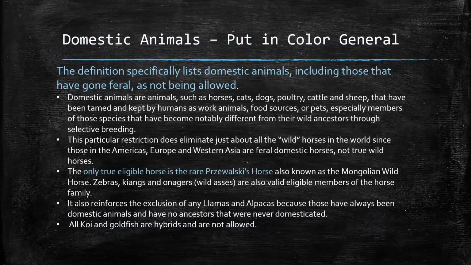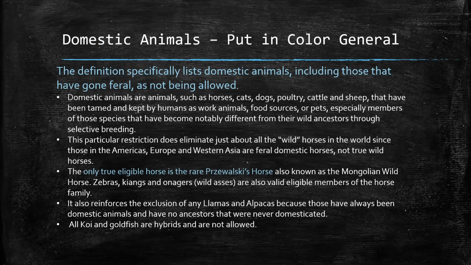Domestic animals, like our friends the geese, the other picture, they go in color general. The definition specifically lists domestic animals, including those that have gone feral, as not being allowed. So domestic animals are animals such as horses, cats, dogs, poultry, cattle, and sheep that have been tamed and kept by humans as work animals, food sources, or pets, especially members of those species that have become notably different from their wild ancestors through selective breeding. So obviously cows look way different than their relatives. You can tell cows basically by breed. So they've been around us so long, they're not considered nature anymore.